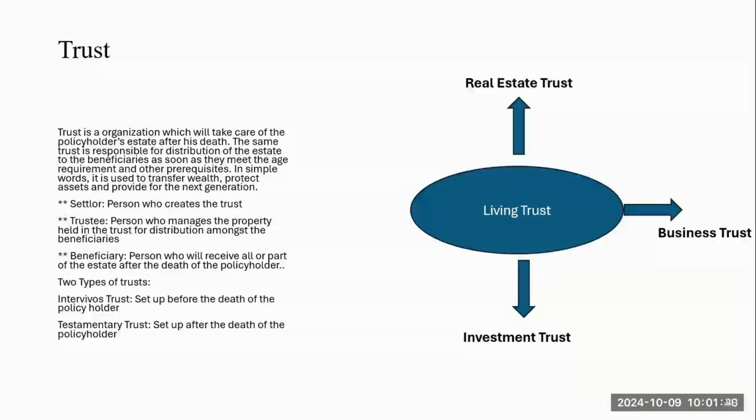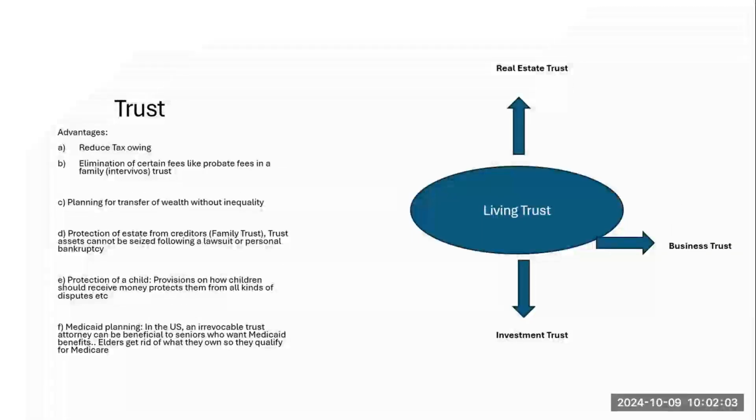Okay. And they'll do this until your beneficiaries are the age of majority, or whenever it is that you want your estate to be passed on to your beneficiaries. All right. So by definition, a trustee is a person who manages the property held in the trust for distribution amongst the beneficiaries.